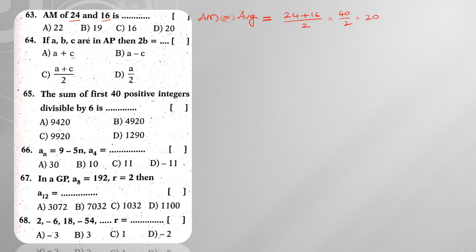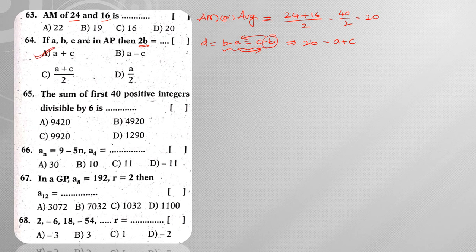Next question, if A, B, C are in AP, then what do we know? The common difference is equal. So D can be written as either B minus A, or this also can be written as C minus B. If I bring this minus B to the left hand side and this minus A to the right hand side, then B plus B gives me 2B is equal to C plus A, or A plus C. So from this I can say, 2B is equal to A plus C.